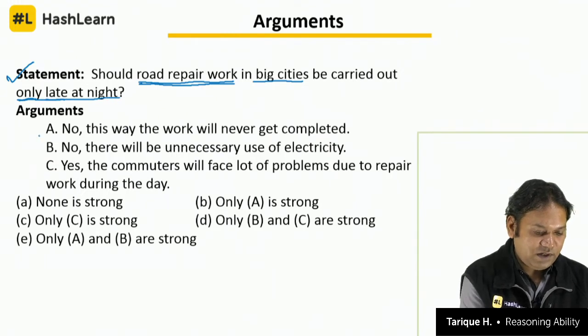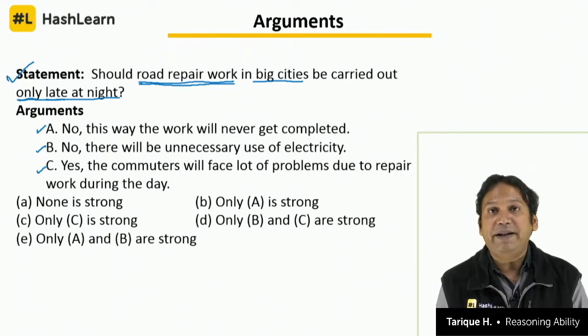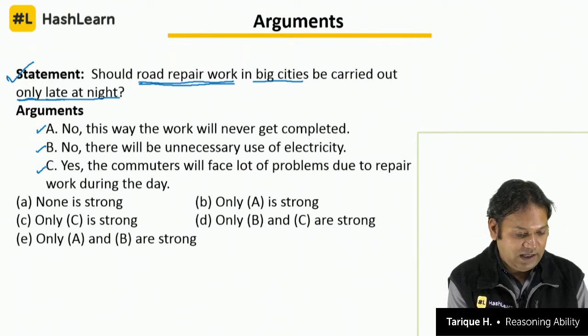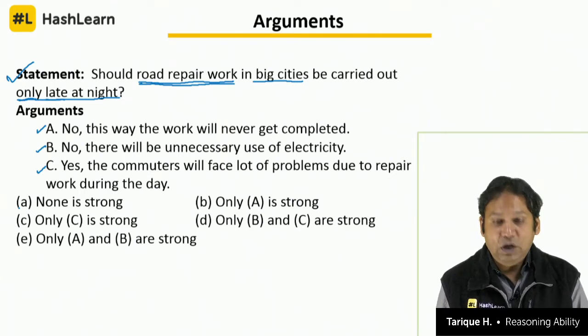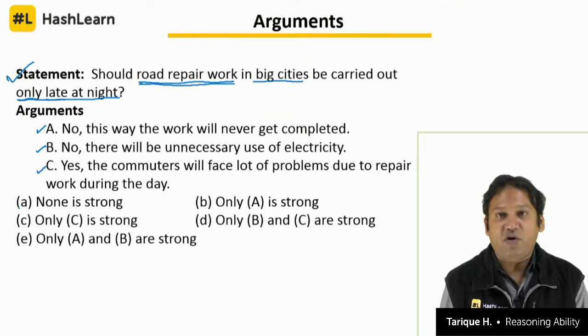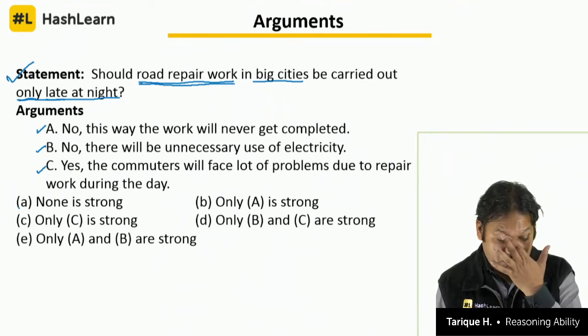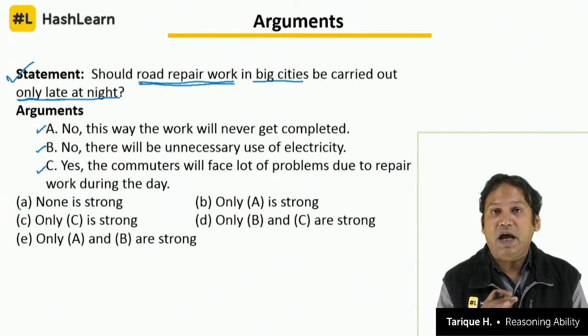Now let's look at the first statement here. So three statements are given to you, A, B and C. We have to evaluate these arguments and then tell the answer whether it is A, none is strong, B, only A is strong, C, only C is strong, D, only B and C are strong, and E, only A and B are strong. So let's see what is the answer for this question.